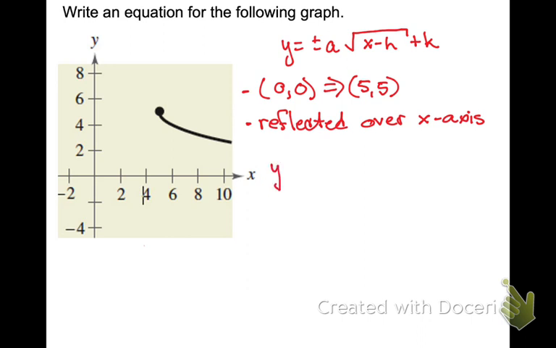So y equals, how are we going to show that reflection on the x axis? Negative, right? We're assuming a is 1 because they didn't give me any other information. If they gave me another point, or if it was gridded and I could find another point, then I would calculate it. The square root of x minus 5, plus 5.